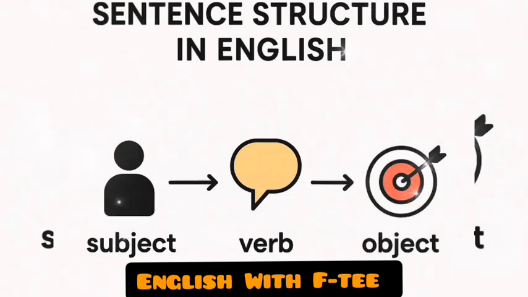SVOC, which is subject, verb, object, complement. My friend makes me happy. My friend is the subject. Make is the verb. Me is the object. Happy is the complement. SVOA, which is subject, verb, object, adjunct. It is my birthday next month. It is the subject. Is the verb. My birthday is the object. Next month is the adjunct.